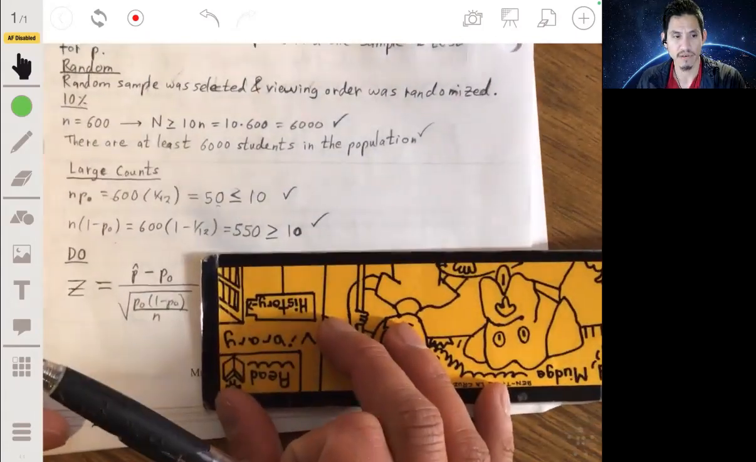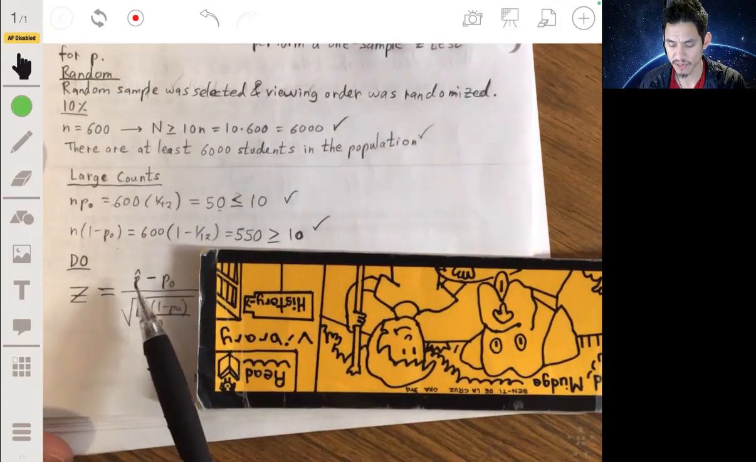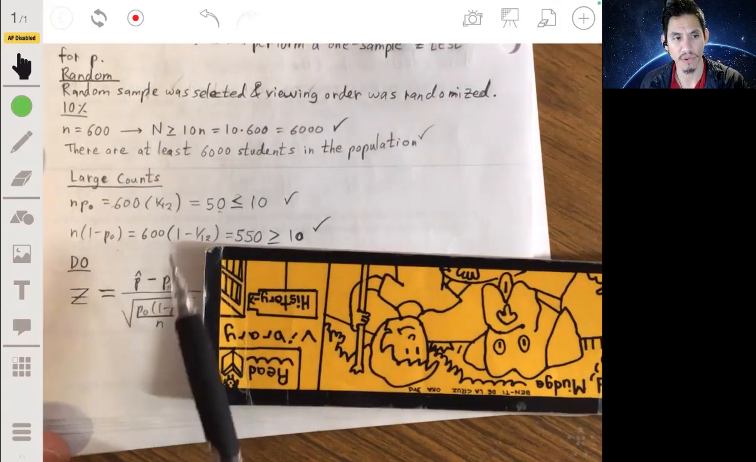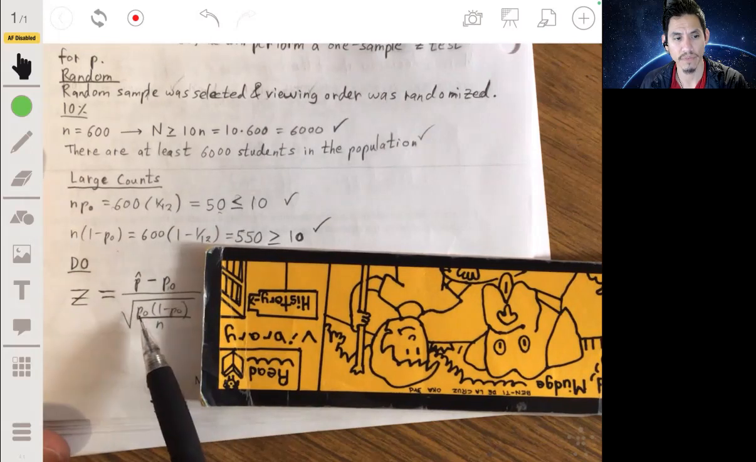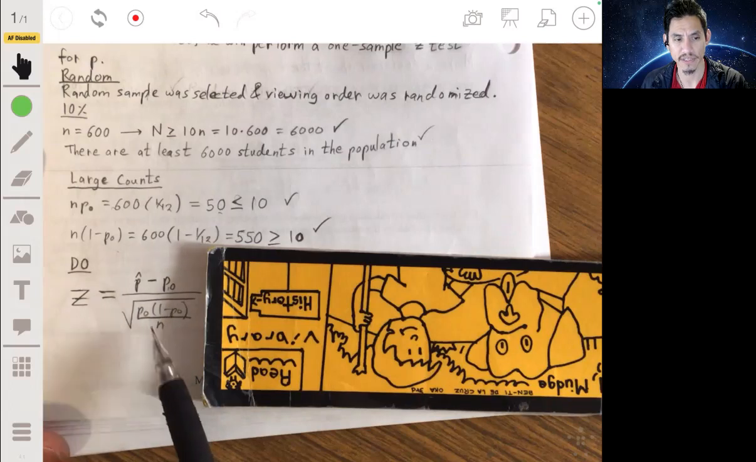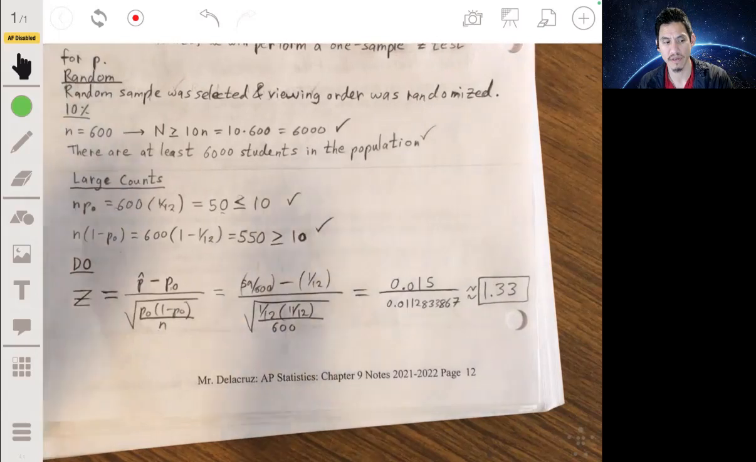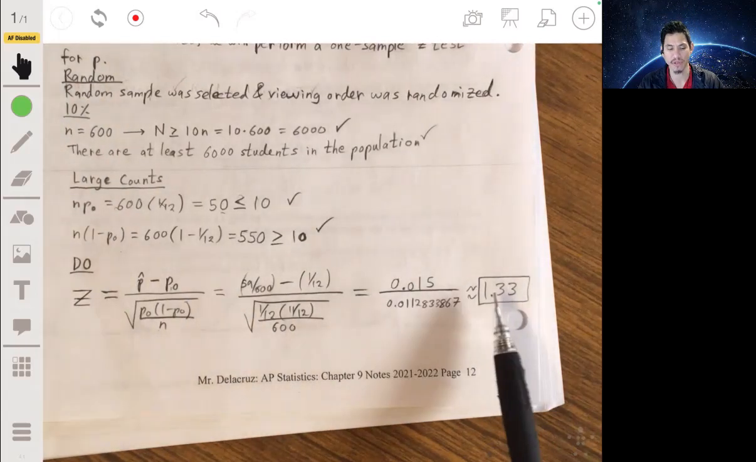So here's our formula in general, just to review it. P hat, 59 over 600. P naught, 1/12. 1 minus 1/12, 11/12, and the 600. As long as you do this all correct, rounded approximately would be about 1.33.